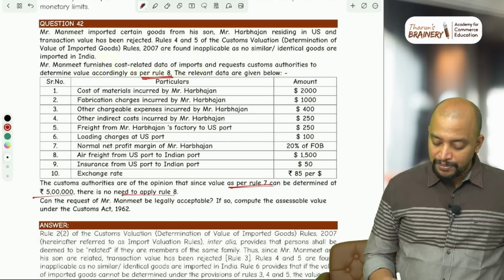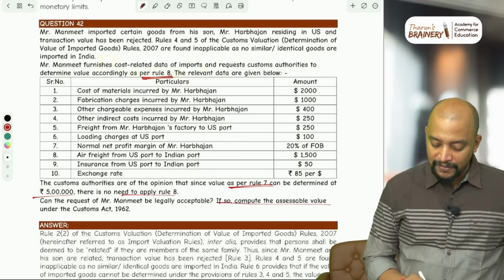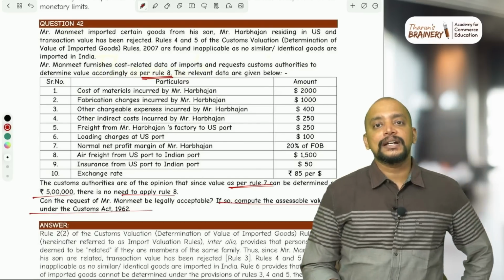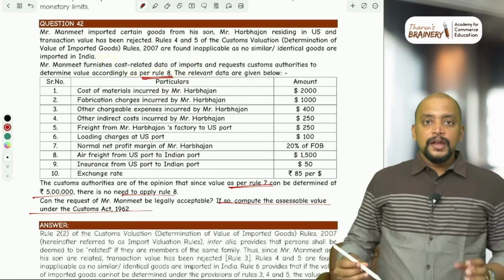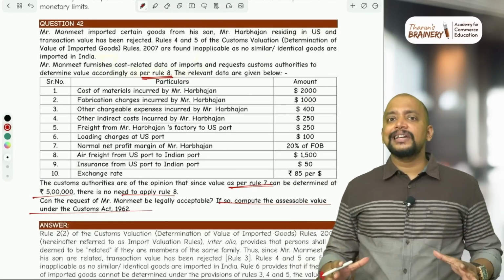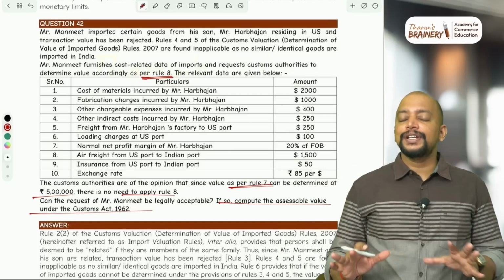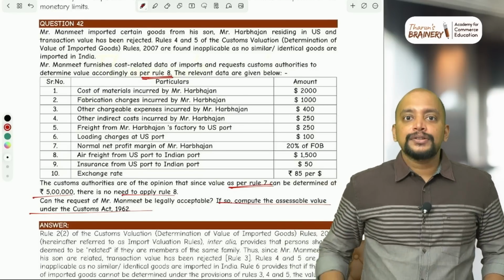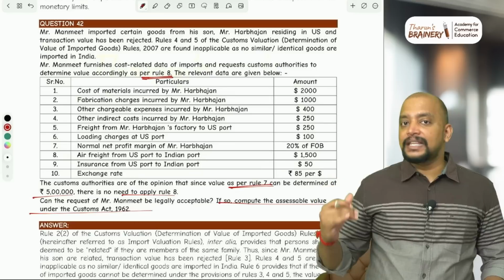Can the request of Manmeet be legally acceptable? If so, compute the assessable value under the Customs Act 1962. So when we determine the value as per computed value, or generally when the ex-factory cost is given, usually there is a confusion for the students. So there are 2 different ways of arriving at the answer.